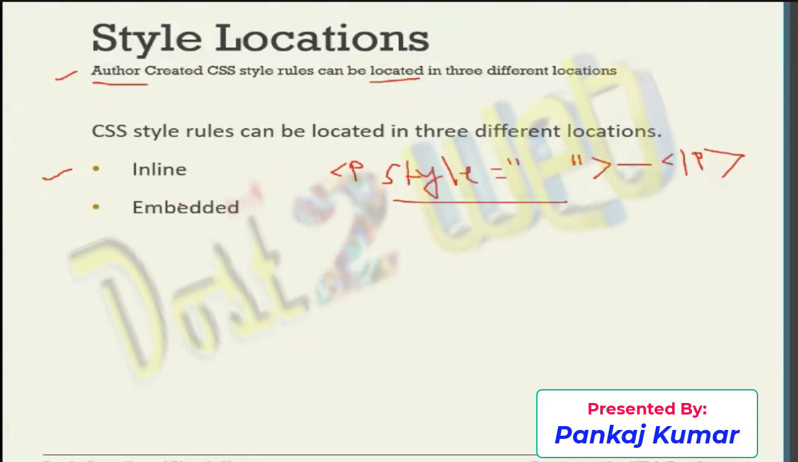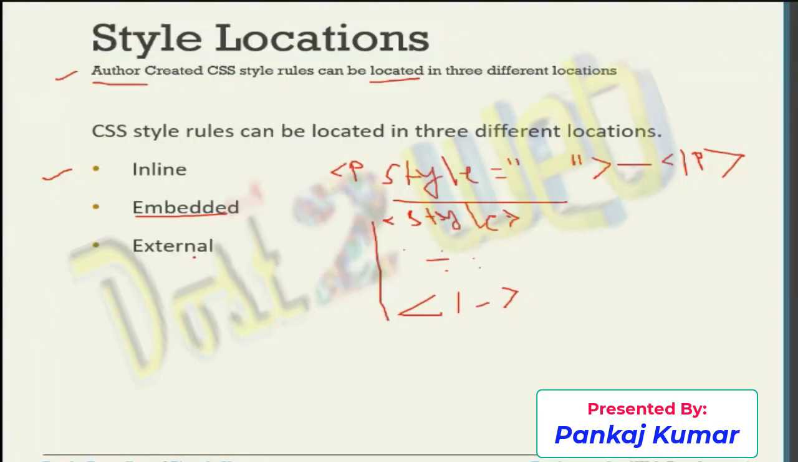Next you have embedded. Embedded means you will have this in the HTML code, and that will also come to the output. That means you are going to embed, that means add it in the HTML. Within the head tag, before closing the head tag, you use the style tag, write whatever CSS rules in it, and finally close the style tag. This is called embedded.